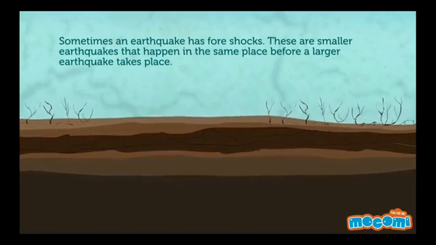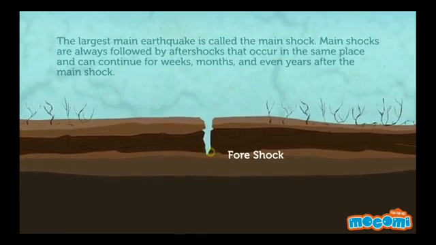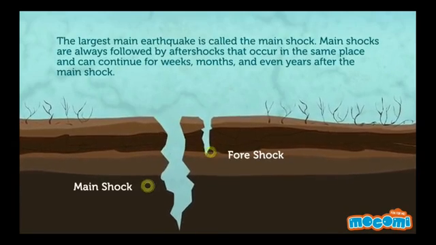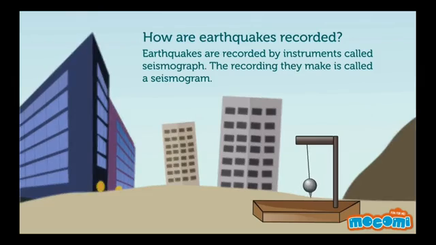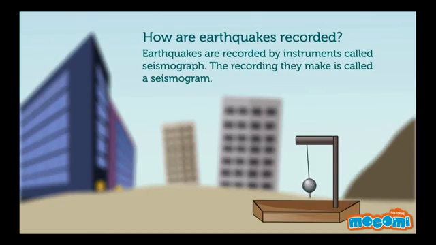Sometimes an earthquake has foreshocks. These are smaller earthquakes that happen in the same place before a larger earthquake takes place. The largest earthquake is called the main shock. Main shocks are always followed by aftershocks that occur in the same place and can continue for weeks, months, or even years after the main shock.